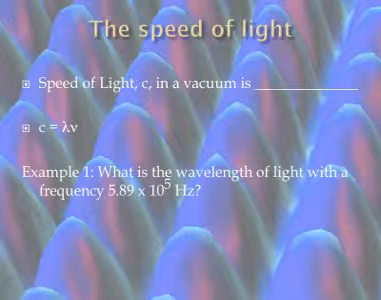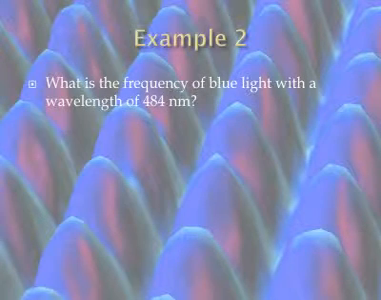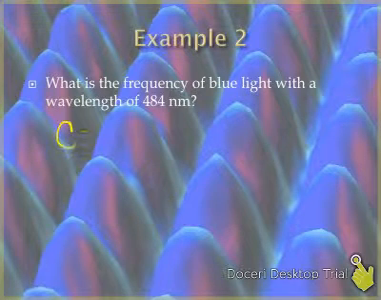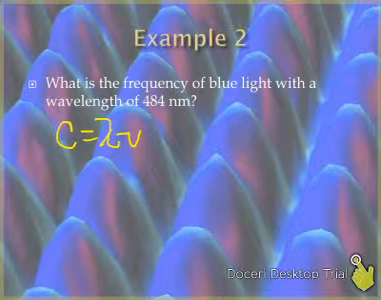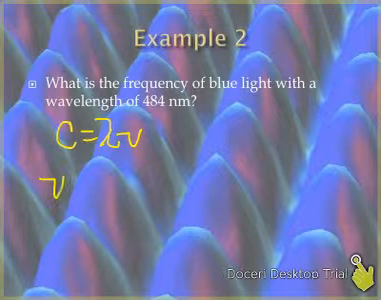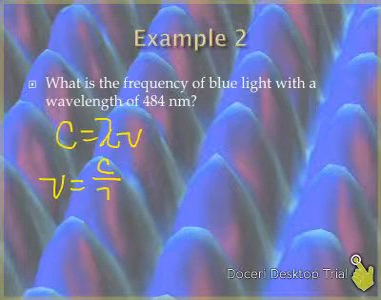All right, so let's do another example. This example says, what is the frequency of blue light with a wavelength of 484 nanometers? First of all, we can't be in nanometers, we have to be in meters. And secondly, we're no longer solving for wavelength, we're solving for frequency. So C is equal to our wavelength times our frequency. So we need to solve for frequency this time around, correct? So frequency is going to be equal to C divided by wavelength, correct?